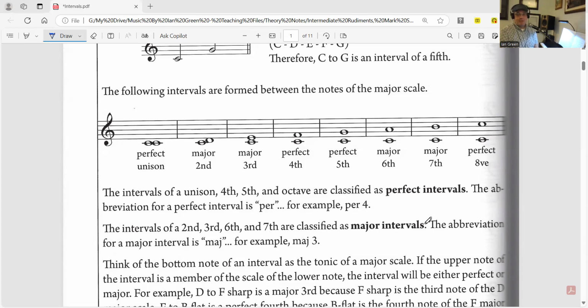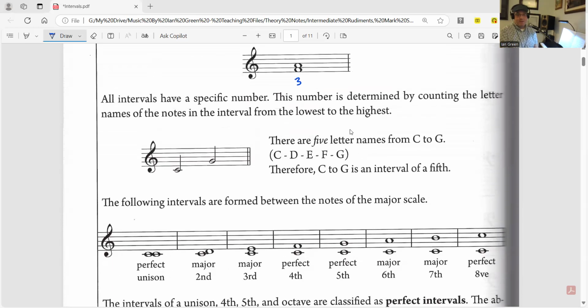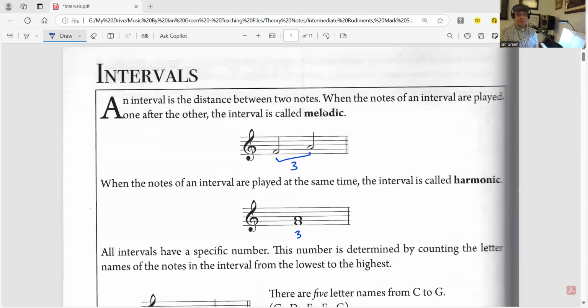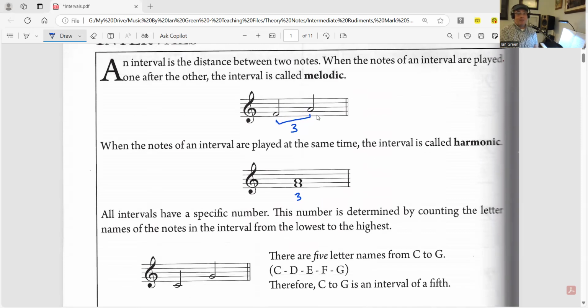But that is an overview of how to find intervals. There is the difference between a melodic interval and a harmonic interval, and also how to find one note to the next by counting every line and space.